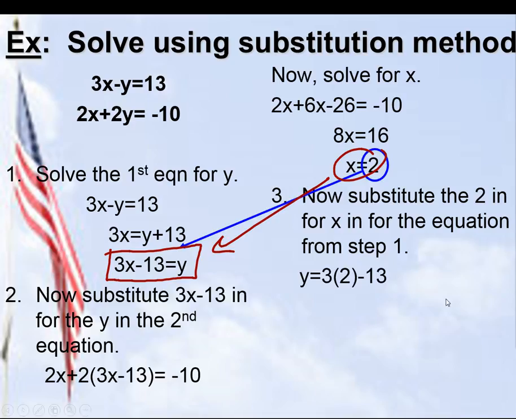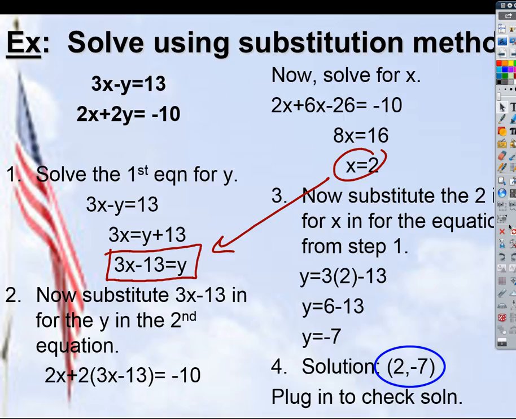3 times 2 minus 13, 6 minus 13 is what? -7. So my answer then is an ordered pair that looks like that, right? The x value goes first. X is 2, y is -7. Okay. At what point would these two lines cross? 2, -7. Exactly. Okay. Good.